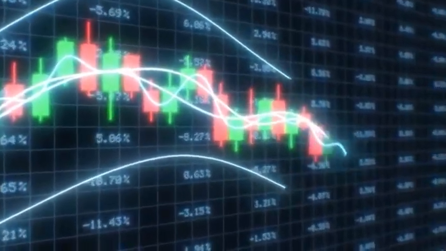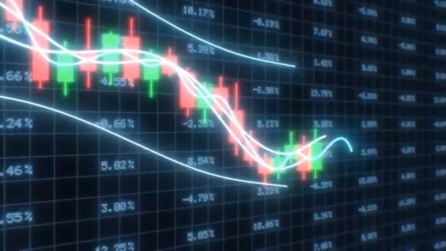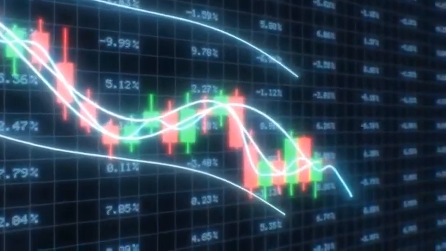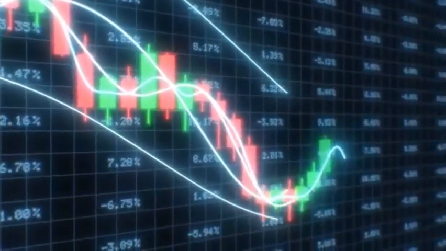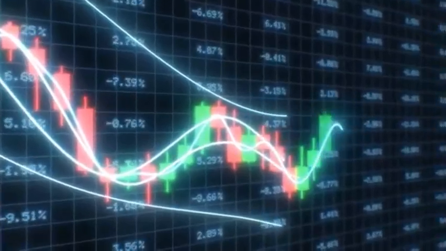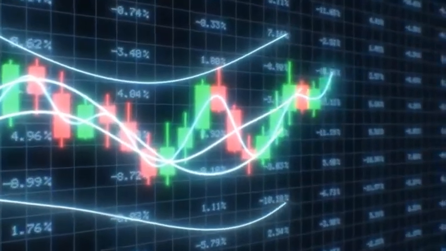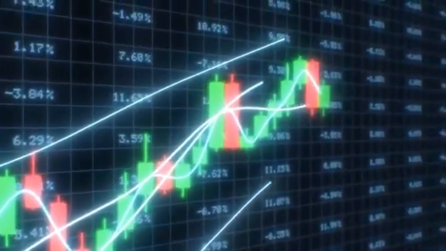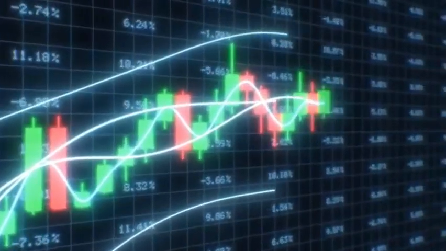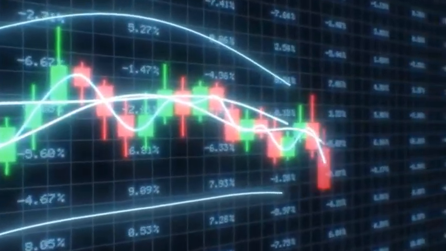If the closing price is higher than the opening price, the body is typically green, bullish. If the closing price is lower than the opening price, the body is red, bearish. The wick or shadow shows the highs and lows of the trading period, helping us understand the price volatility.